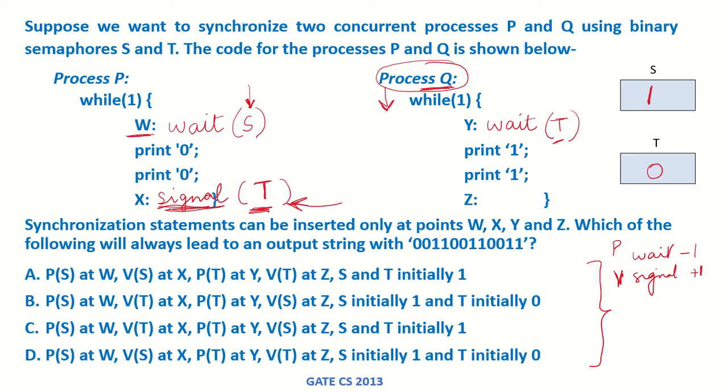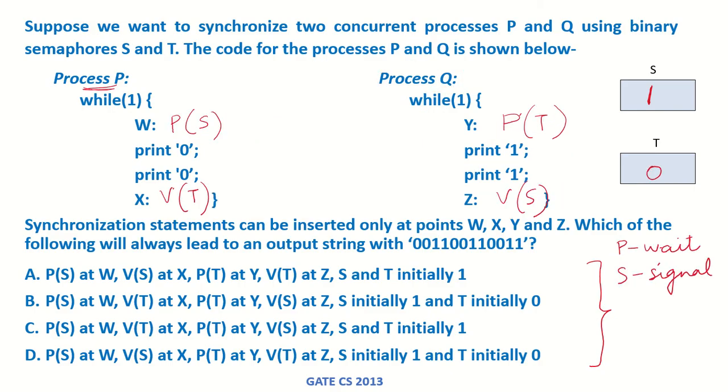Now process Q is waiting for T, so when T becomes 1 on this signaling, process Q can execute and it will print 1. Now we can put a synchronization statement over here which says signal S. So now when this signal S goes, it will lead to process P running again. So let's see how this will work.